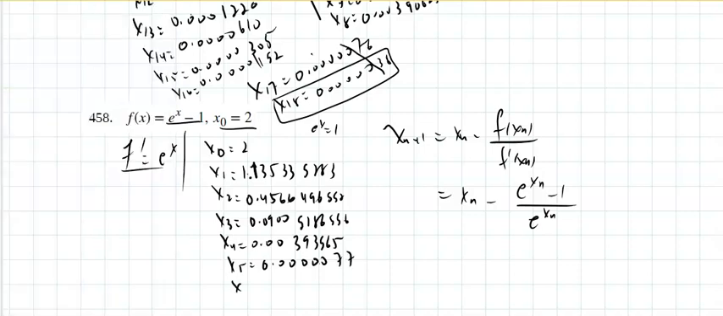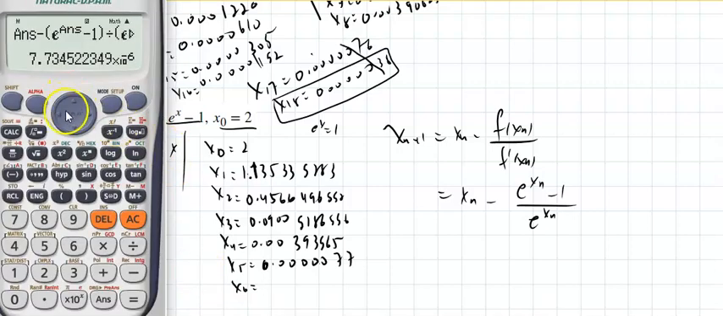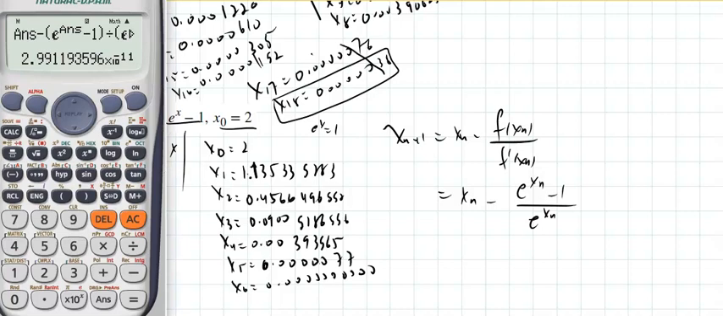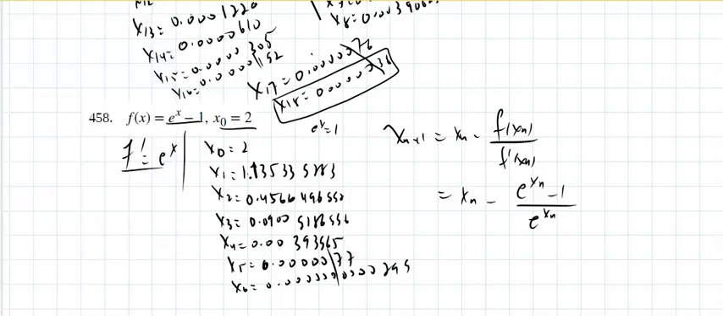7, 7. So 6 iterations, and it will agree to 5 decimal places. If I go back, and there it is. That's 0.1, 2, 3, 4, 5, 6, 7, 8, 9, 10, 299. So it agrees to 5 decimal places. Basically, it took 6 iterations, and that's pretty much it.